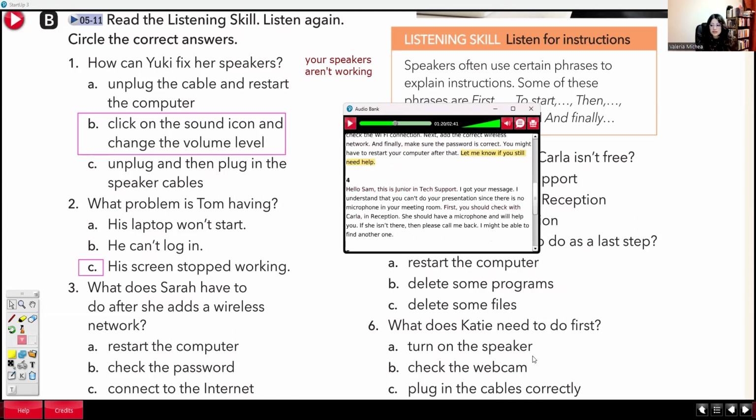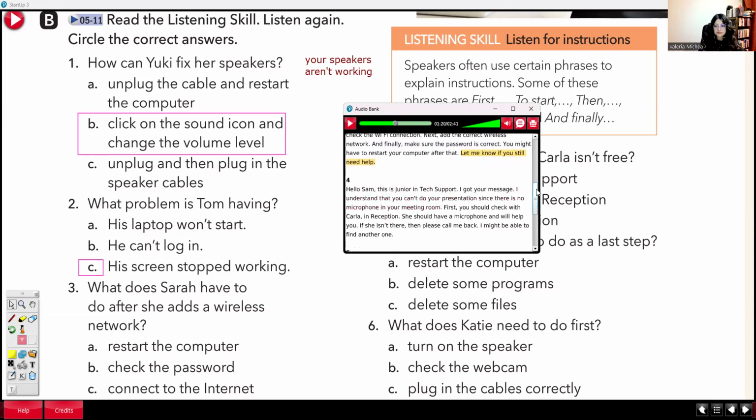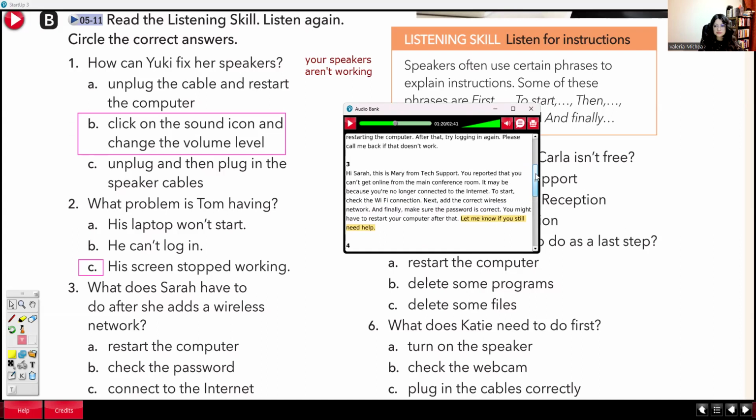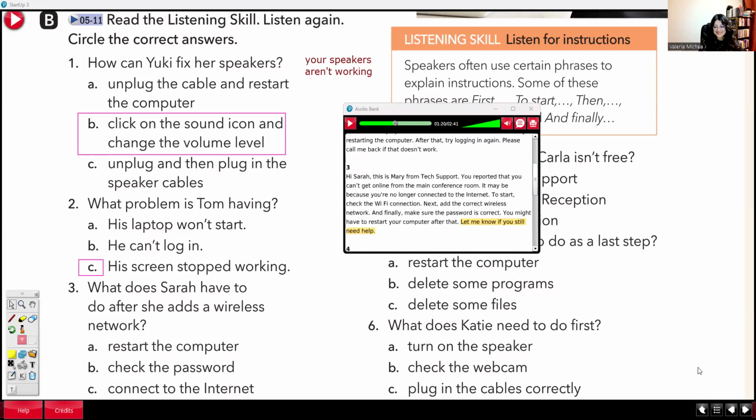All right, so the question is, let me relaunch this first. So you can start voting while I read. What does Sarah have to do after she adds a wireless network? She has to restart the computer, check the password, or connect to the internet. What is it? This is a tricky question, I guess. And we are having many different votes here. Let me give you a few more seconds to vote. Everybody voted something different.